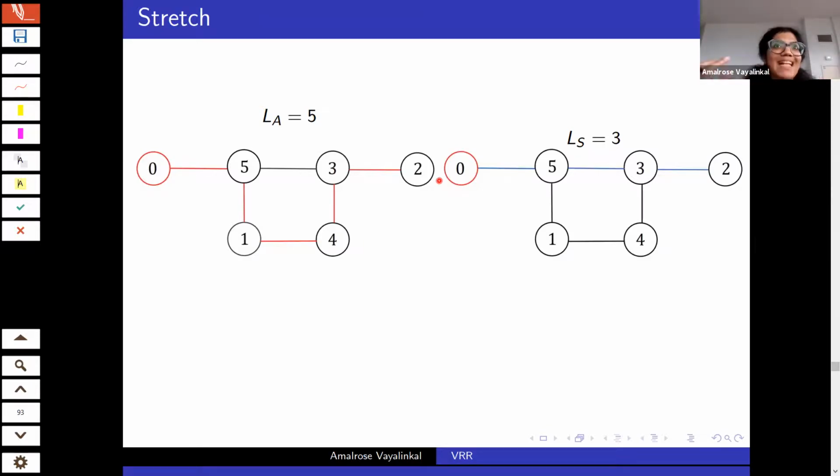So that's why this stretch thing happens, right? Stretch is not always 1. Okay, are there any questions on that? So the stretch here is 5 to 3.